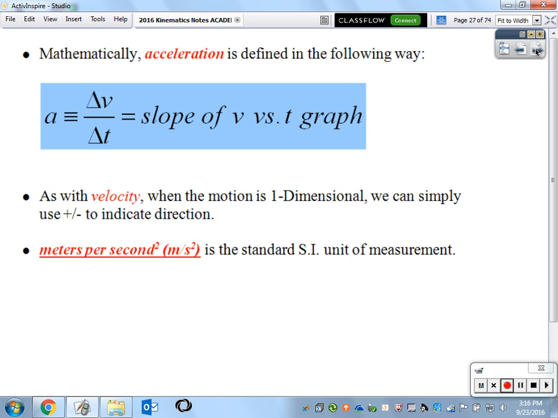Now, there is a way in which we will figure out whether accelerations are positive or negative. I don't want you to think that positive acceleration means speeding up and negative acceleration means slowing down. That's not always the case. We'll chat about what that is after we do two quick examples.